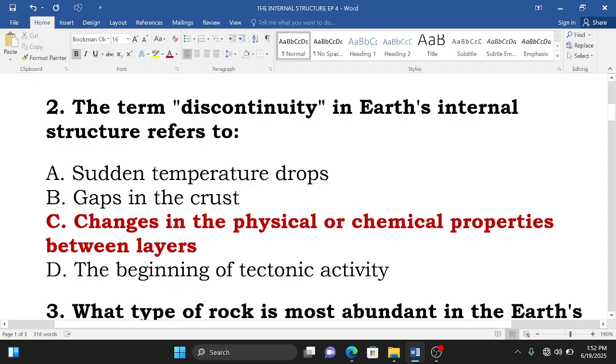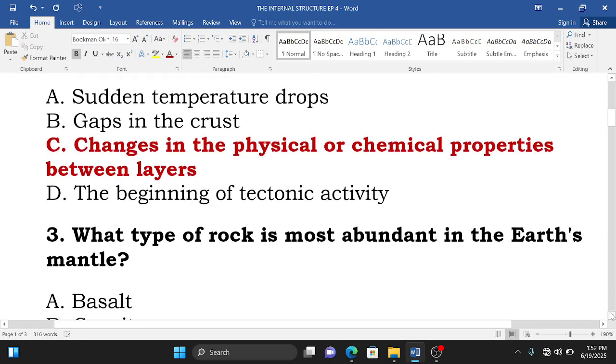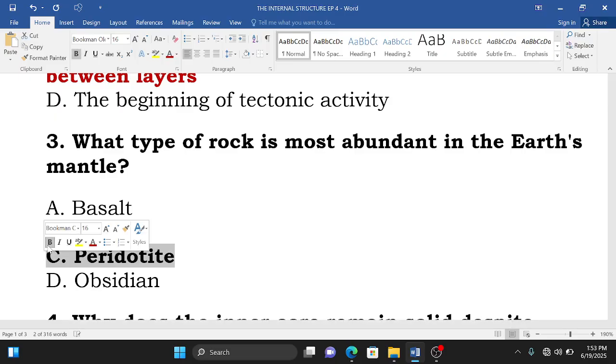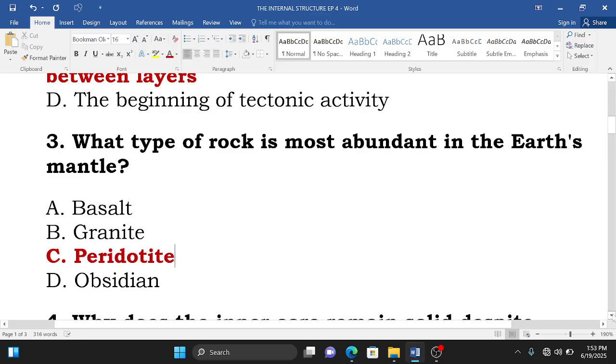We go to question number 3. What type of rock is most abundant in the Earth's mantle? The correct answer is peridotite. Peridotite is a rock type that is mostly found in the Earth's mantle.